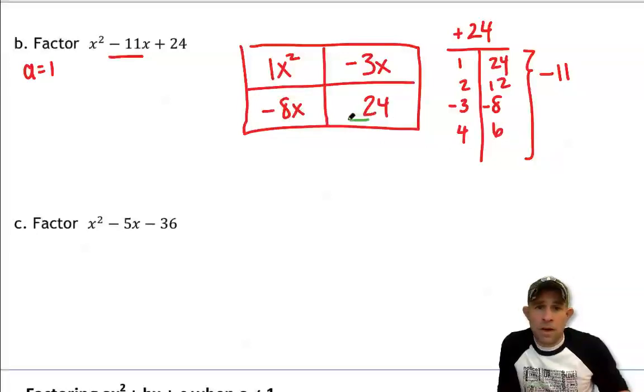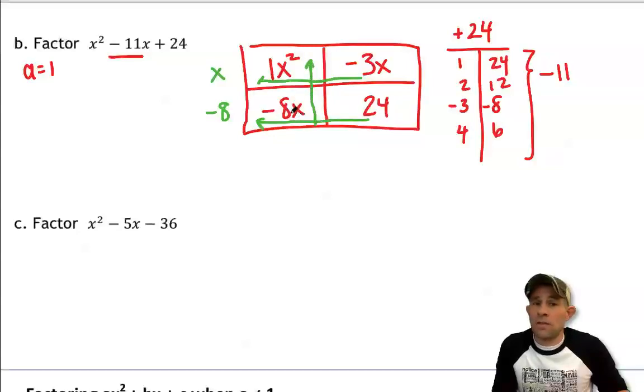So moving across the bottom row, negative 8 and 24, our greatest common factor here is going to be negative 8. Moving across the top row here, I have a negative 3x and a 1x squared. My greatest common factor here is positive x. All right, let's move up our columns. When we move up our columns here, we have a negative 8x and a 1x squared. The greatest common factor there is x.